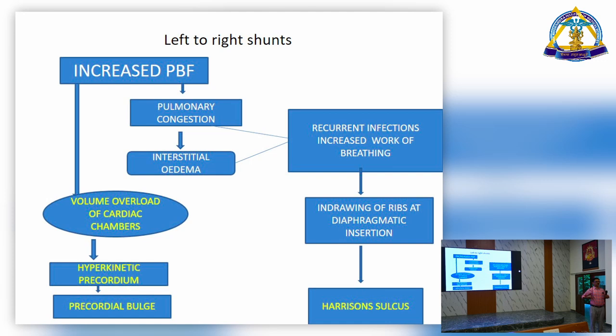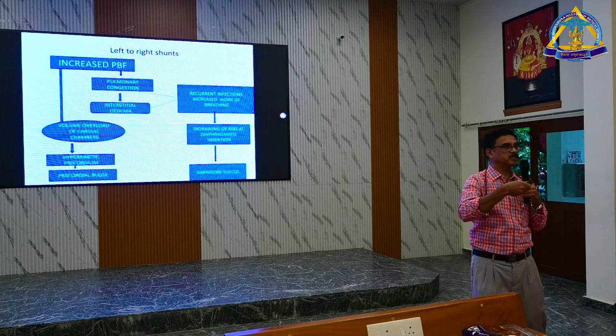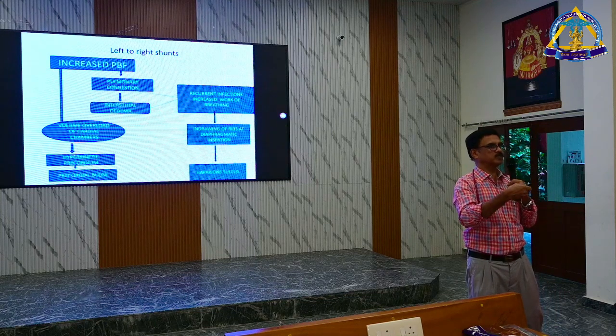As the diaphragm keeps contracting, you will get a narrow groove around the attachment of the diaphragm. What do you call that? Harrison sulcus. And then there can be a precordial pulse, precordial activity. It is fast and forceful contracting. Why is there forceful contraction? Because there is a volume load, there is forceful contraction.